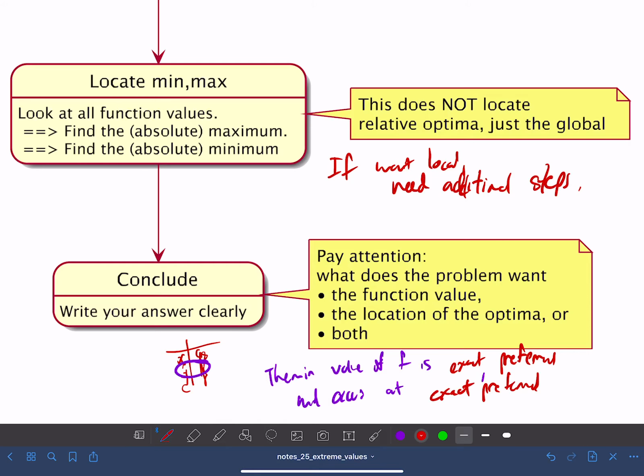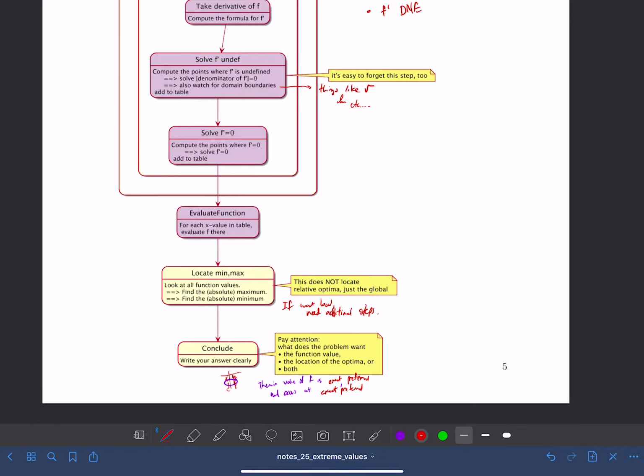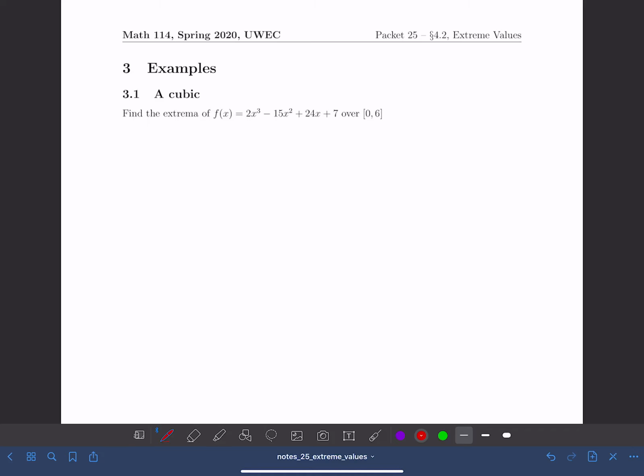I'm guessing that some of you have been finding problems with web work. It's not really problems with web work. It's that web work wants lots of decimal places, and the way to skirt that is to use exact answers. So give me exact answers if you can. I'll accept floating point numbers if you can't. Let's turn the page and do some examples.